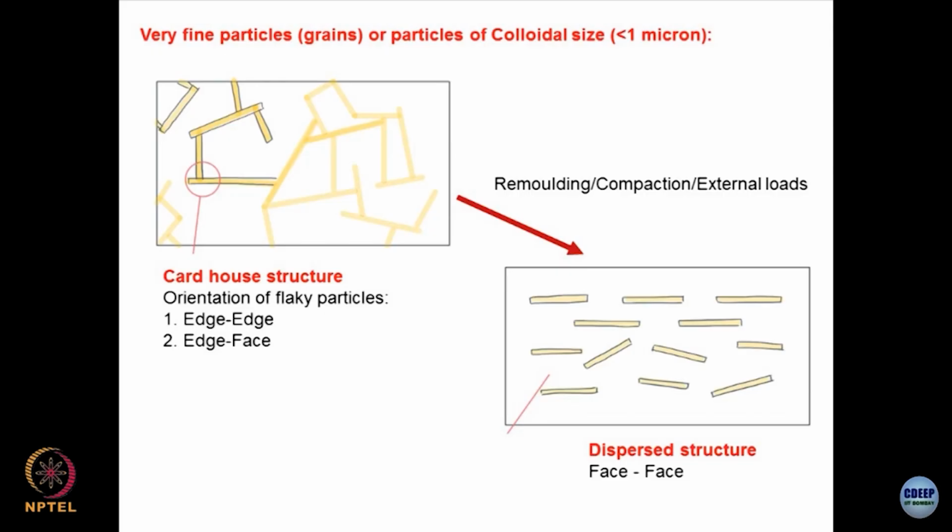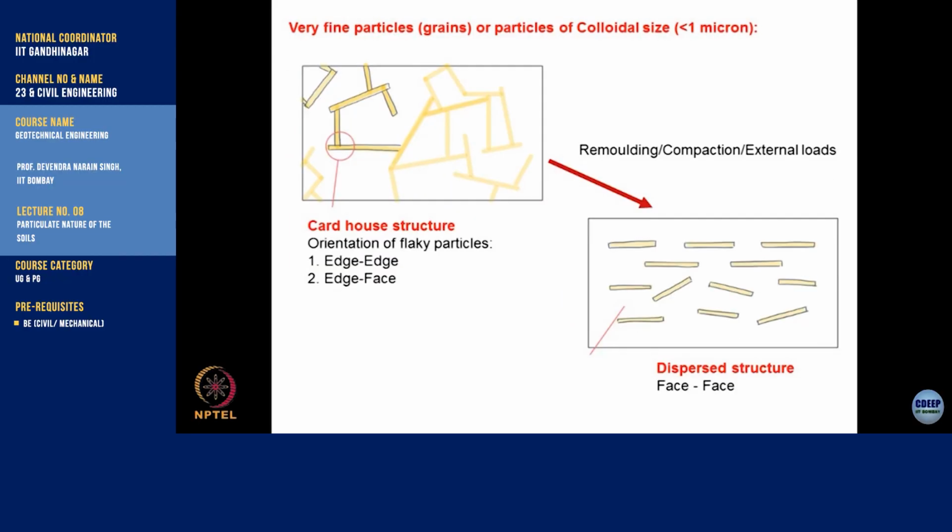Now, what I wanted to show you is that a card house structure, if you compact the soil or if you apply some load on it, gets converted to a dispersed structure. So, the first animation should have been the dispersed structure. When you start from here and you compact the material, it becomes dispersed, more orderly, face to face. In geomechanics, these two are going to have a lot of significance, and henceforth I will be utilizing these mechanisms to define how the properties of the soil mass change.